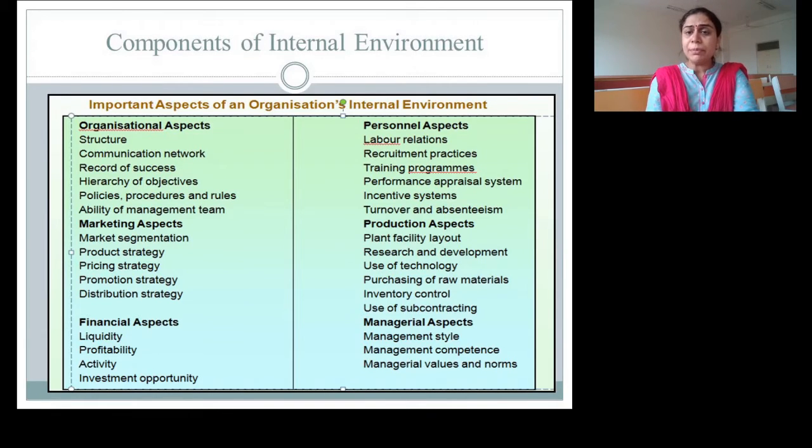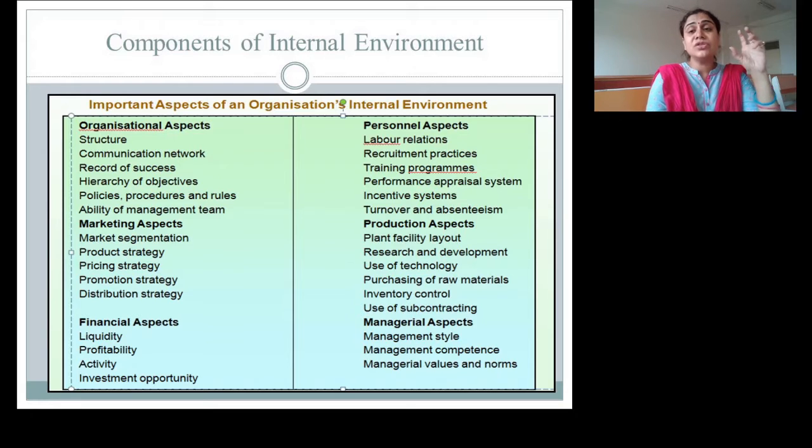Internal environment can be broadly subdivided into organization aspects, that is, those factors that constitute the organization's environment internally. One is the structure of an organization: what kind of structure is followed by an organization, whether it is the matrix structure, a functional structure, a simple structure, the hierarchy structure, the bureaucratic structure, a virtual structure, or a tall structure or a flat structure. So the structure also affects the environment.